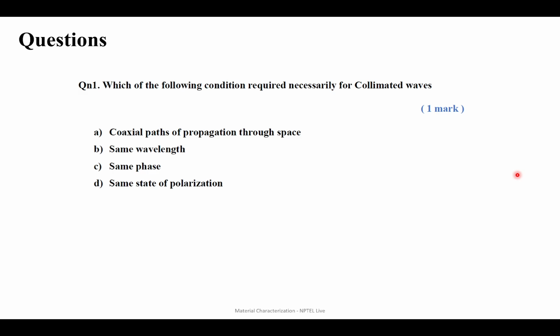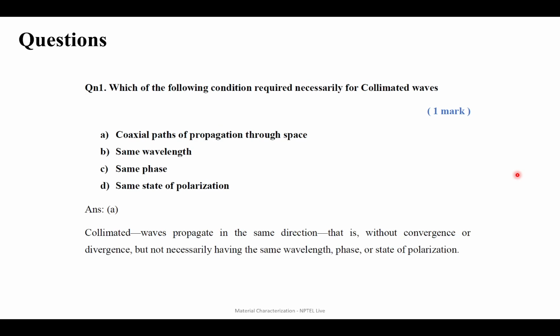Next question: which of the following conditions is necessary for collimated waves? Coaxial paths of propagation through space, same wavelength, same phase, same state of polarization. That is correct. The answer is A.